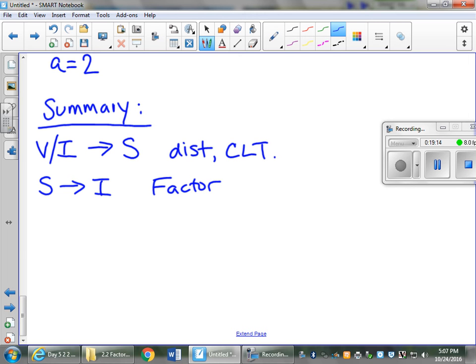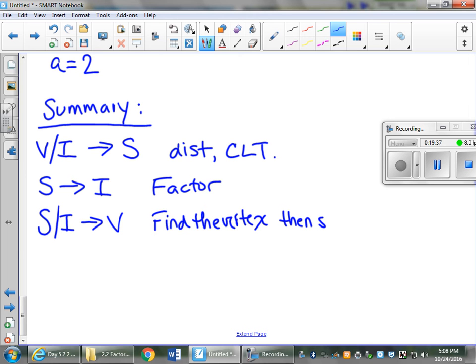If you want to go from standard or intercept into vertex form, which is what we just finished practicing, we have to find the vertex first of whatever form it was given to us in, and then sub in your a, h, and k values to get it into vertex form.